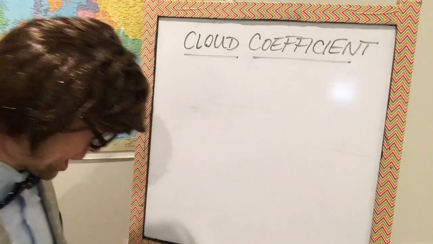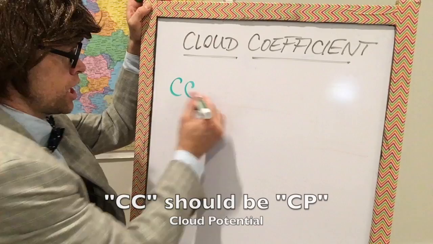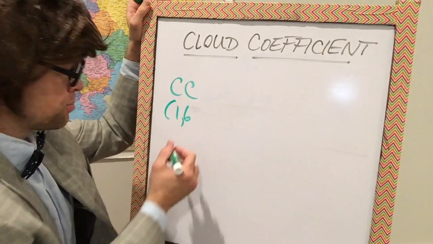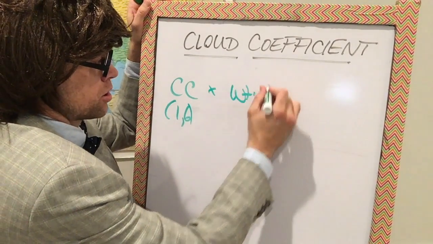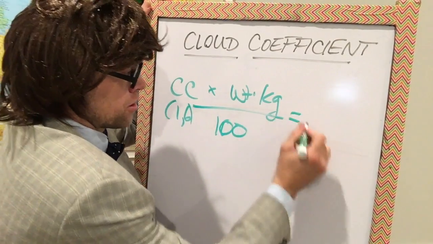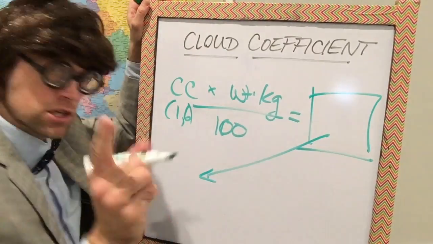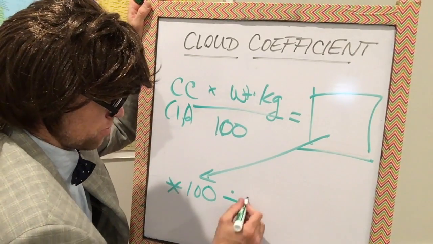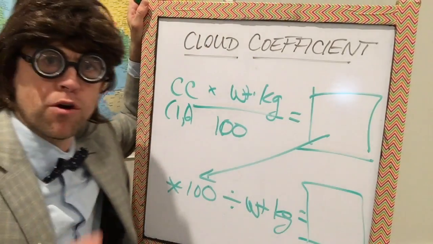Now that you've determined their cloud potential, we get into the nuts and bolts. You got their CC, whatever the number is. 1, 6, etc. Heck help you if it's 6. Times the weight in kilograms. Divide all that by 100. There's your first answer, right here. Take that, times that by 100, and divide that by your weight in kilograms. This should give you your cloud coefficient.